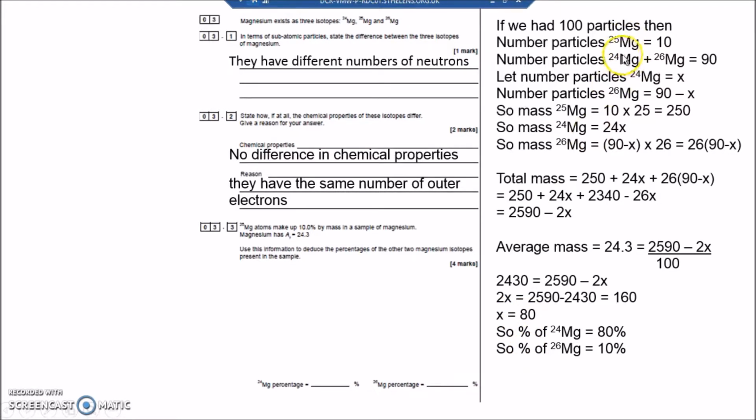So my number of particles of Mg24 is x, so that's 80. So 80 out of the 100, or 80%, is Mg24, and therefore 10% must be Mg26, because these two added together make 90. So if Mg24 is 80, Mg26 must be 10 to make 90.